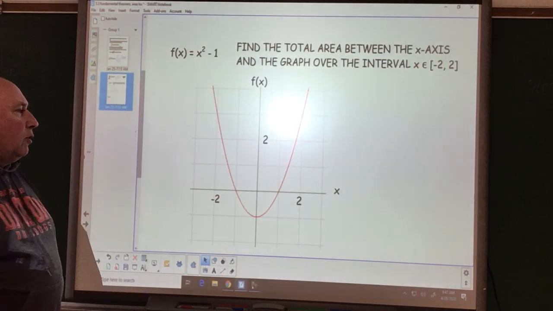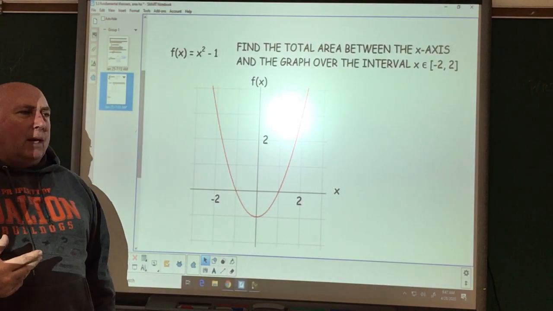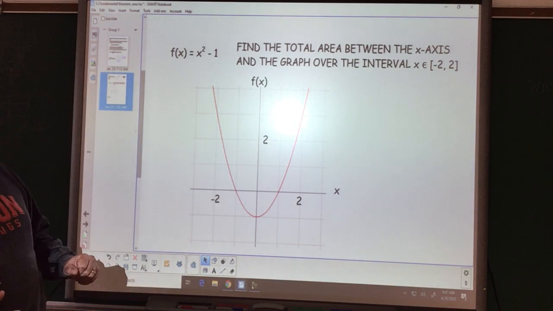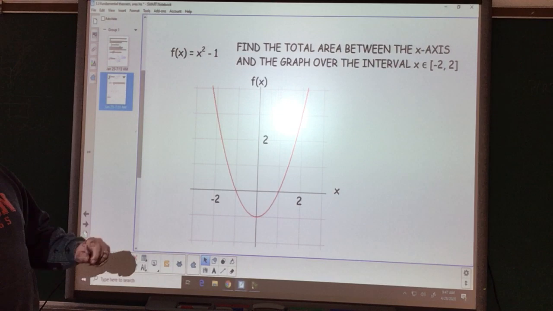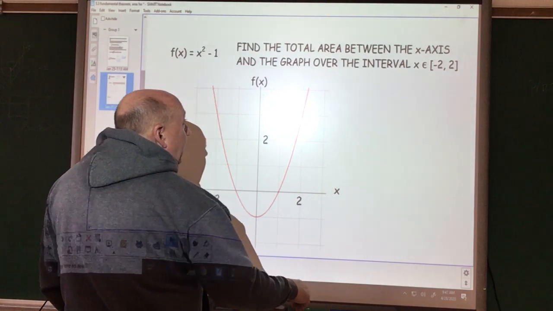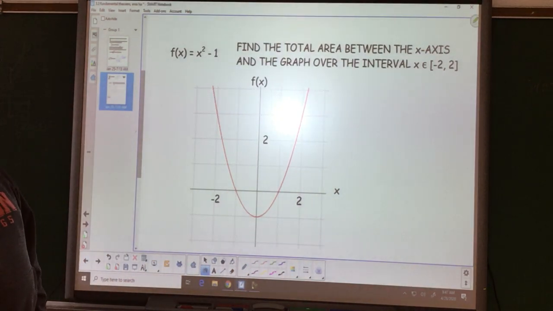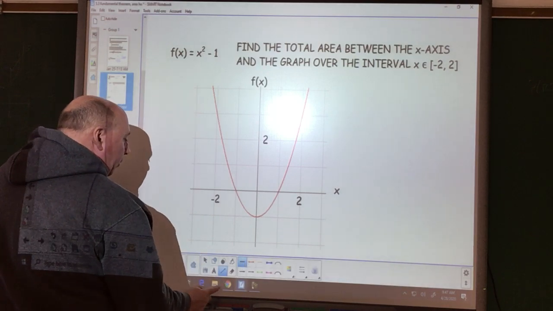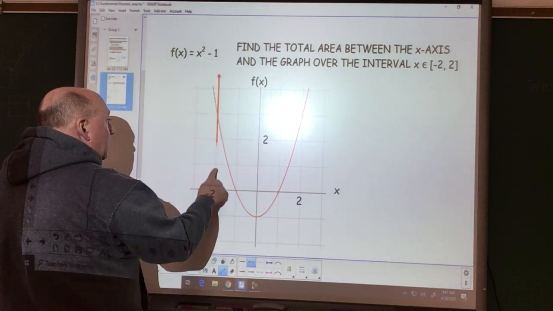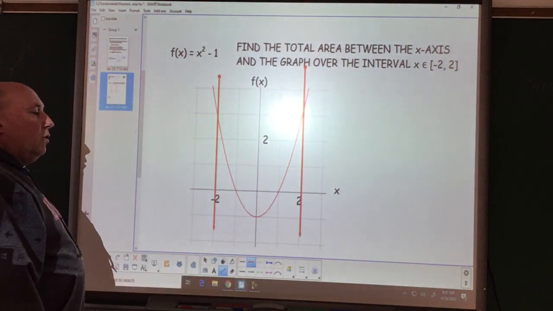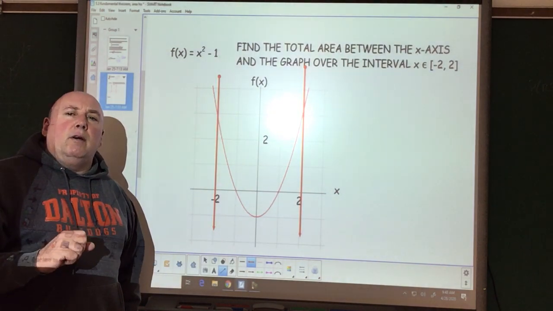We're going to use this time to also review some other ideas in regards to areas, how we can calculate our areas. We have a function f of x equals x squared minus 1. And I want to calculate my total area between the x-axis and the graph of my function over the interval from -2 to 2.